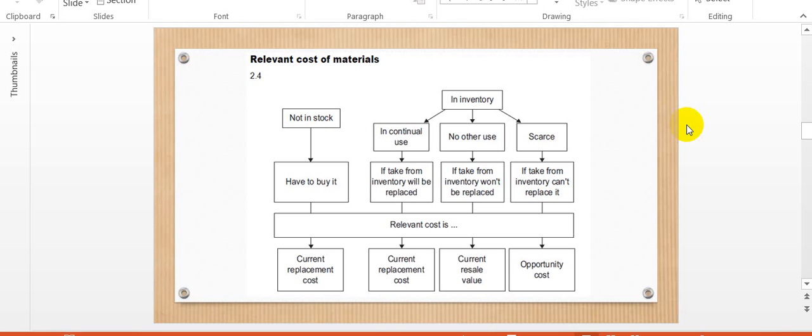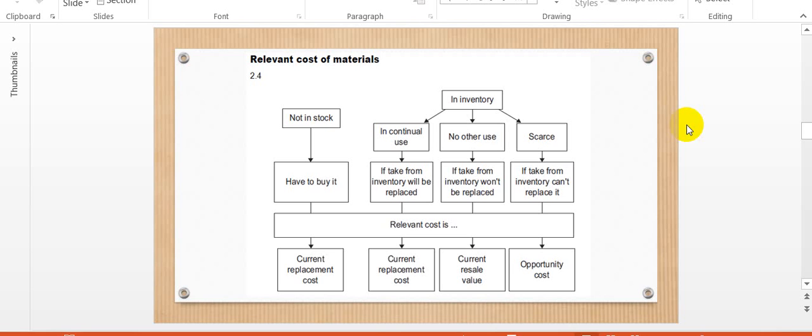But if the material is in inventory, then you have to ask yourself one of three questions. First question being, is this material in continuous use? So that if you take it from inventory, then you would need to replace it. So if it's in continuous use, then the relevant cost would be the current replacement cost.